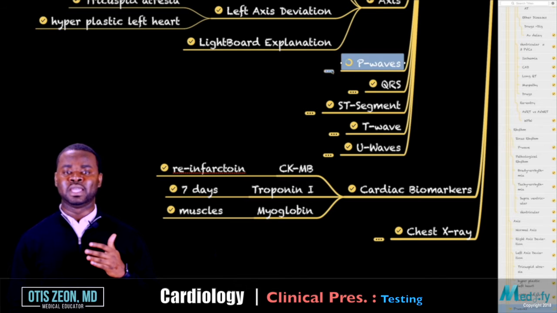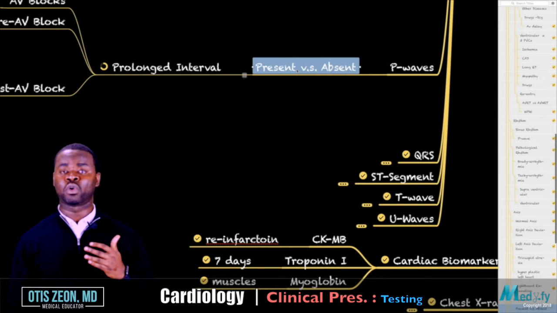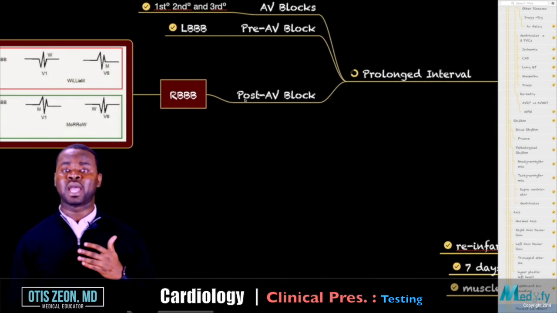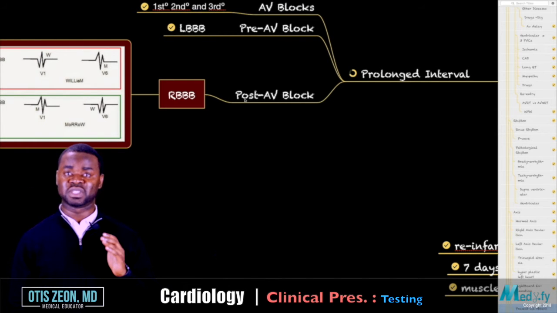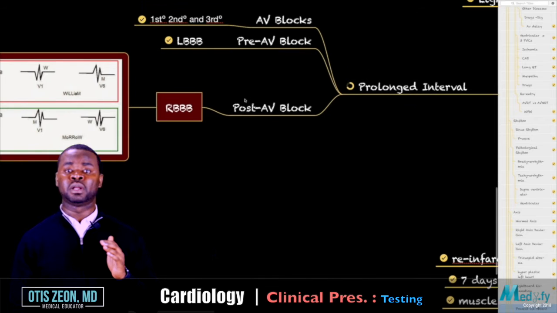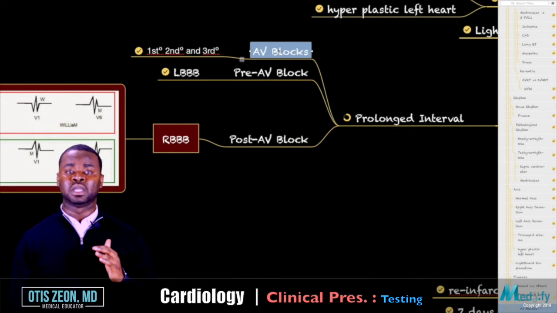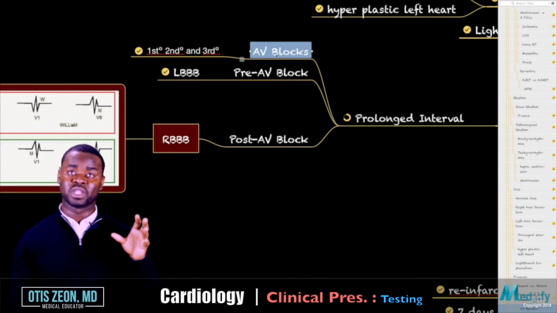Let's talk about the P wave. In the P wave, you want to know if there's a P wave or an absence of a P wave. Whenever there's an absence of a P wave, you know you're dealing specifically with some kind of atrial problem. But if we talk about the AV blockade, and you have first, second, and third degree block, that will also affect the P wave in some way, shape, or form.